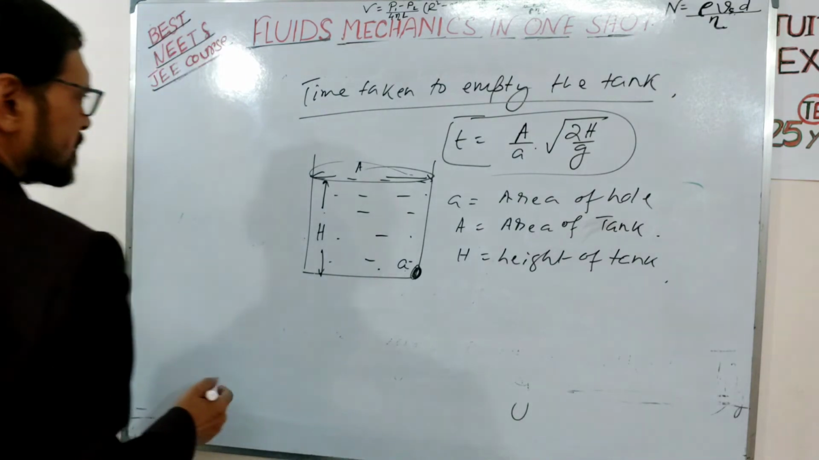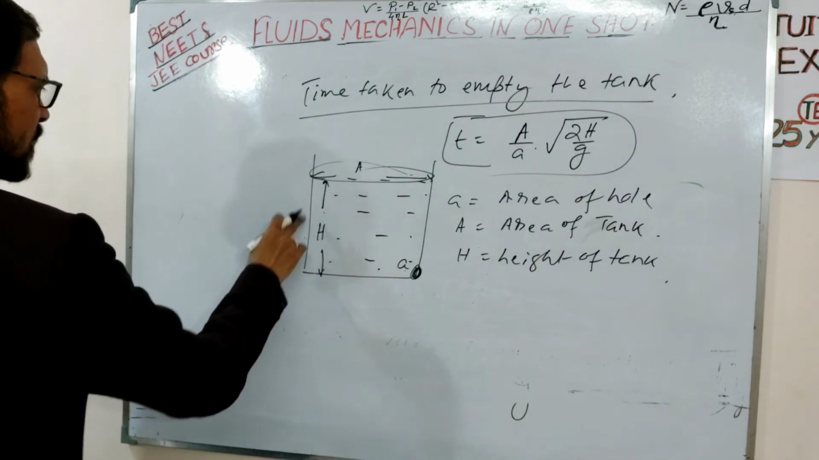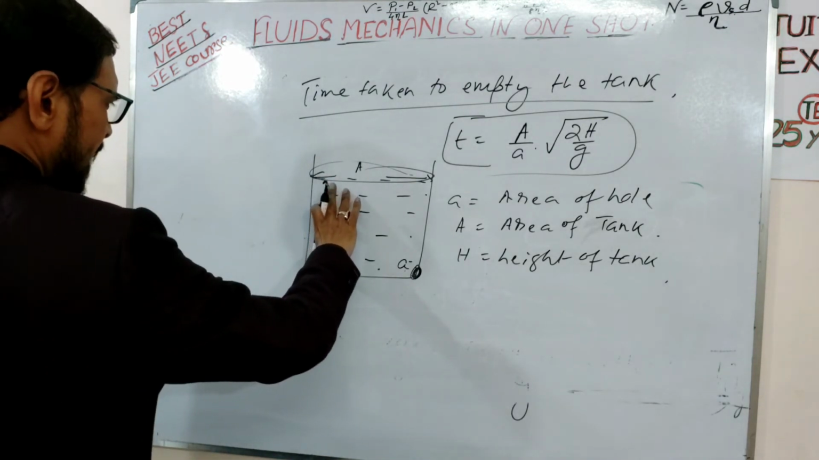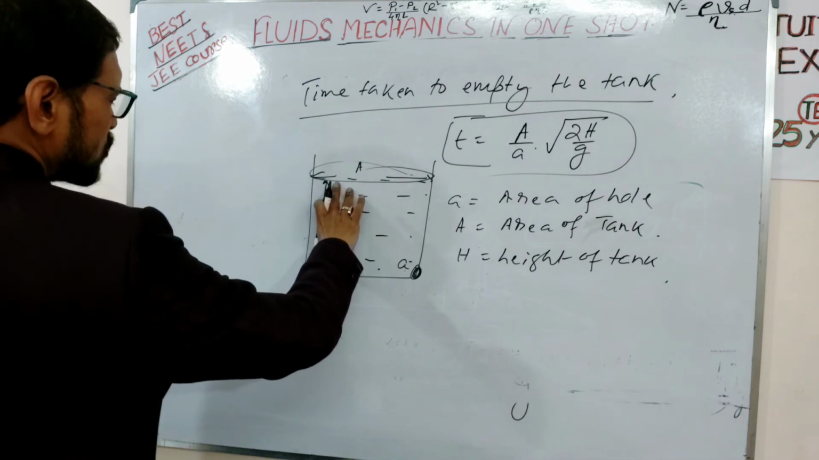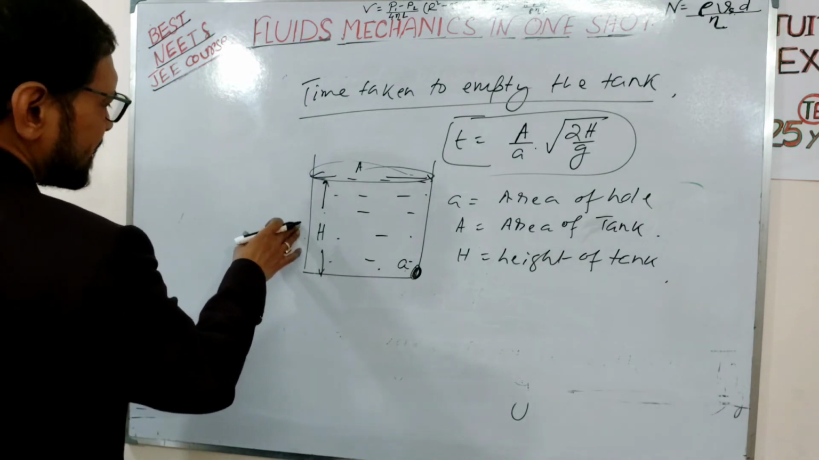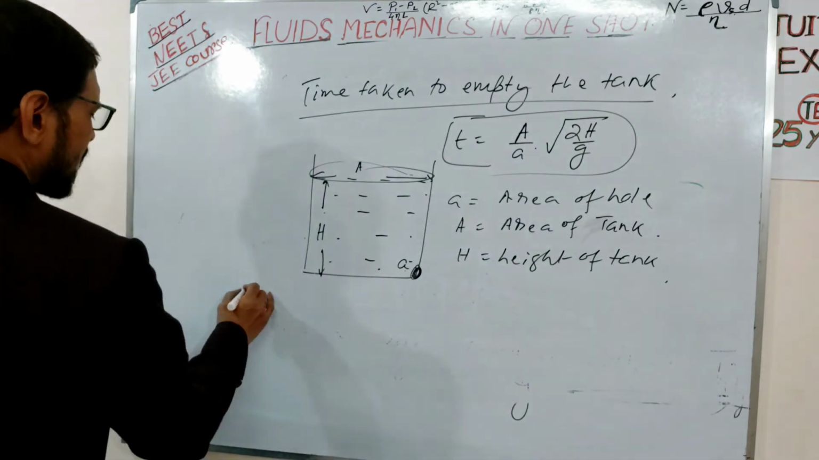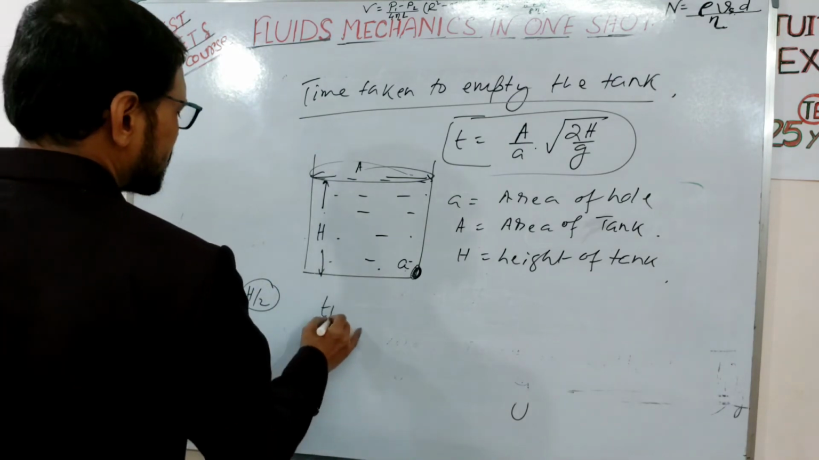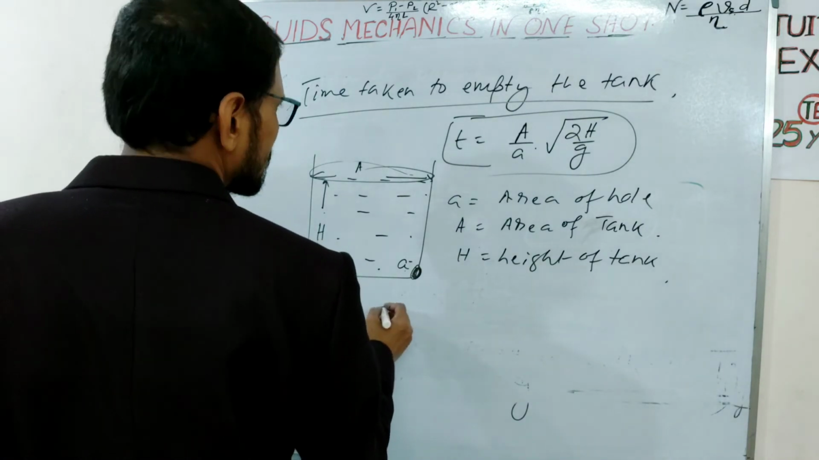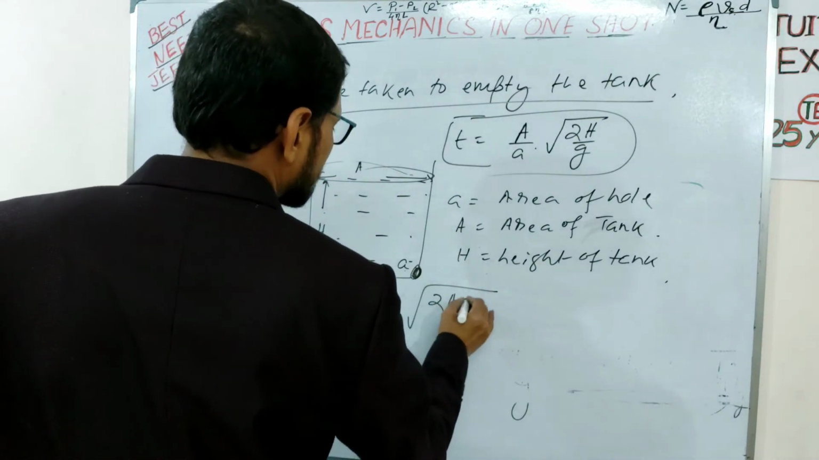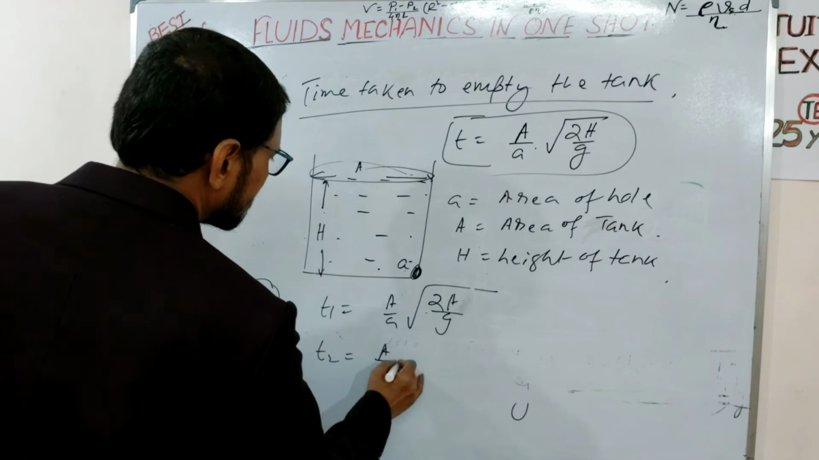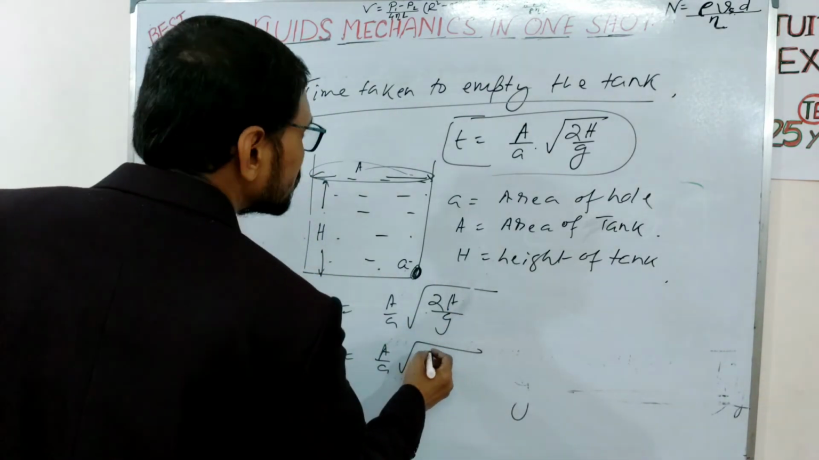Suppose what is the time taken for the liquid to fall from h to h by 2? Suppose a liquid of height h is contained in the container. What is the time taken to fall the height h by 2 of the liquid? So first we calculate the time taken to empty the whole tank, T1 equal to A by a, square root of 2h by g, and next we calculate the time taken from height h by 2. So we put h by 2.